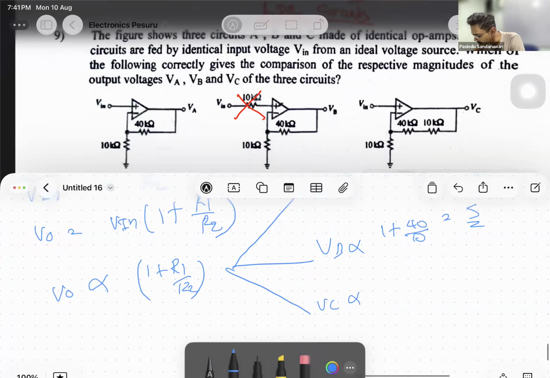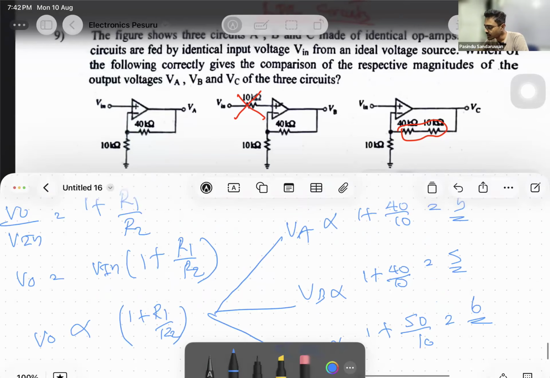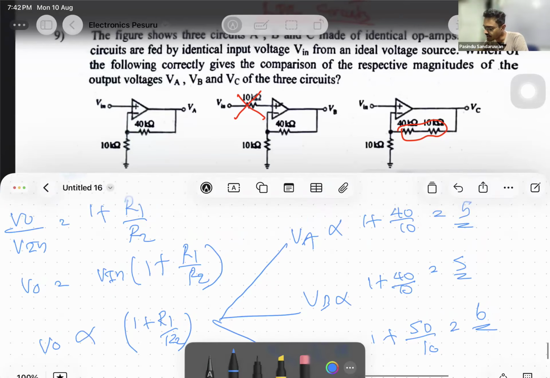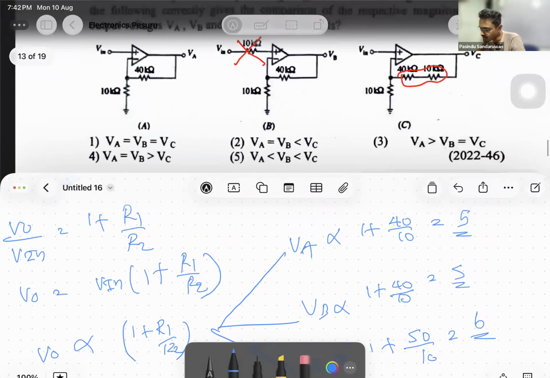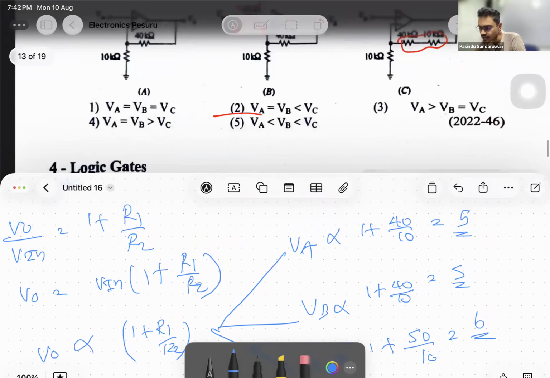Then VC: these two are working as R1 together. 40 plus 10 is 50 over 10, so that is 5 plus 1, 6. Then VC is the highest, and VA and VB are equal. It's option 2.